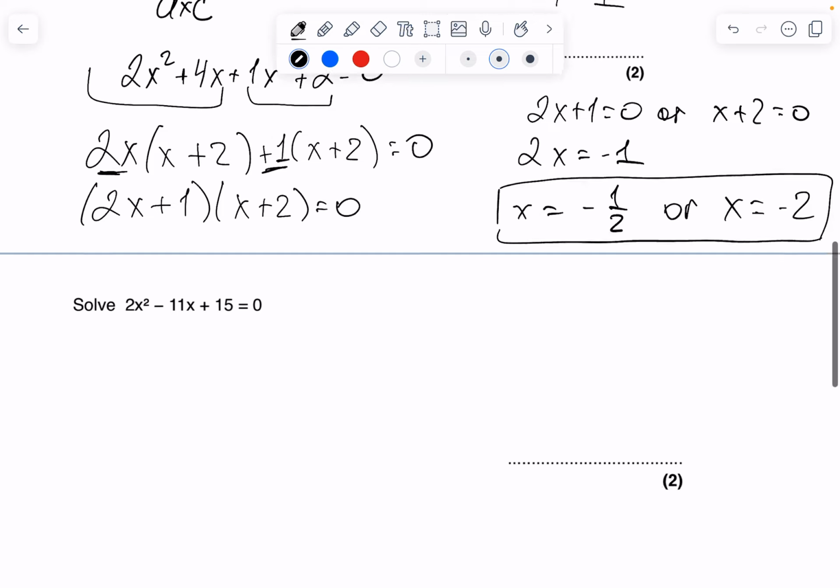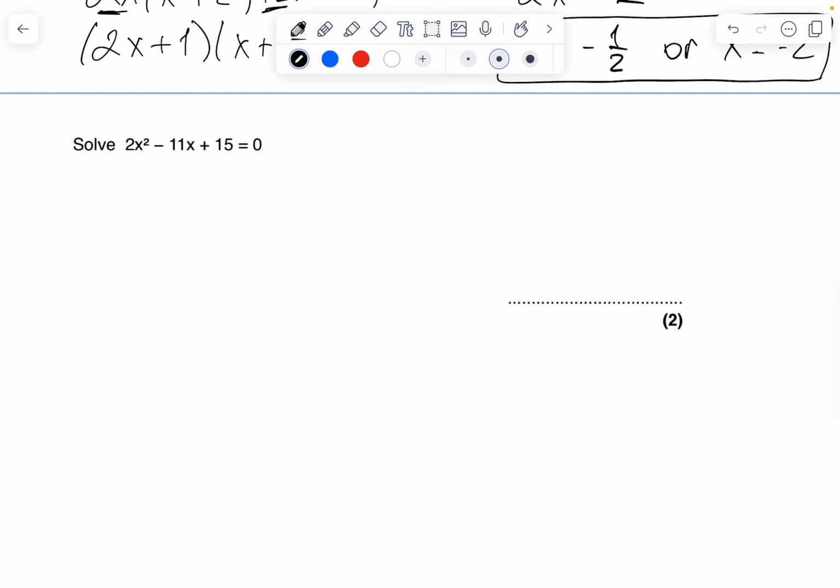And finally, I want to show you one more example where we have a negative coefficient for x. So let's start by multiplying 2 by 15. Now let's find 2 factors of 30 that add up to negative 11. Okay, so if they need to add up to negative 11, then I need to think of factors where one of them is negative, or both of them are negative.